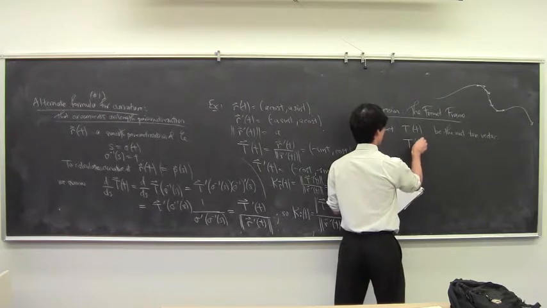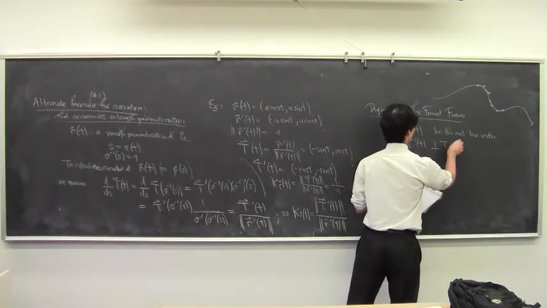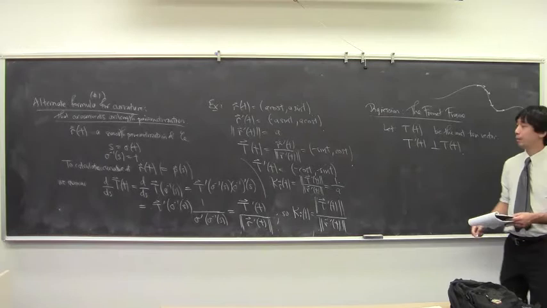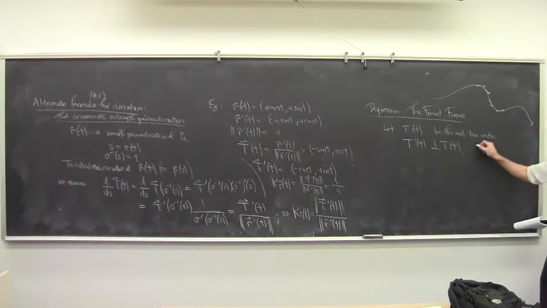Now, I'm going to say that T prime is actually perpendicular to T. T prime is perpendicular to T. Why? Why is the tangent vector's derivative perpendicular to the unit tangent vector? Why is it true that this dotted against itself is 0?